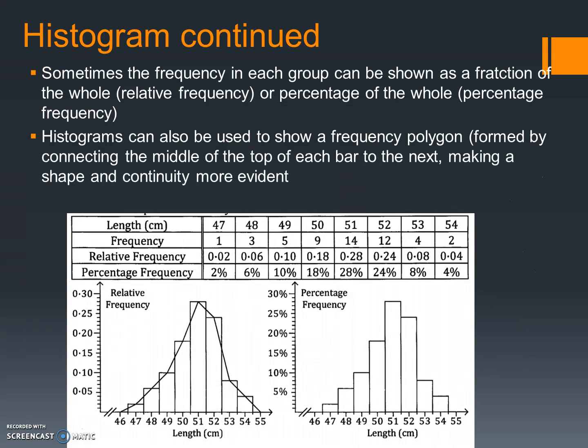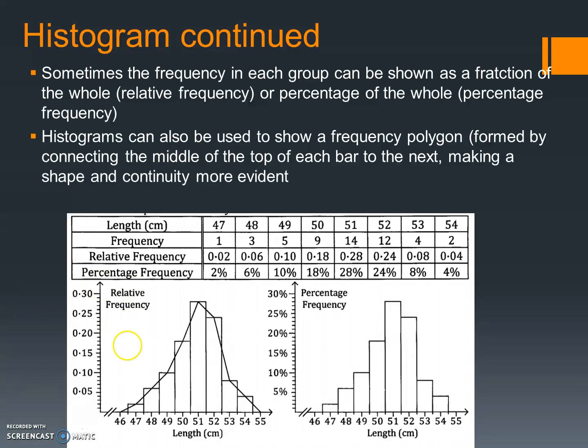Continuing with that, sometimes the frequency in each group can be shown as a fraction of the whole. This is that same data again about the babies, which is called relative frequency. For example, we had one baby recorded 47 centimeters long, which out of all the babies recorded, so you'd have to add all that up, the relative frequency would be 0.02. Or it could be represented as a percentage of the whole, so 2% of the babies were recorded at 47 centimeters.